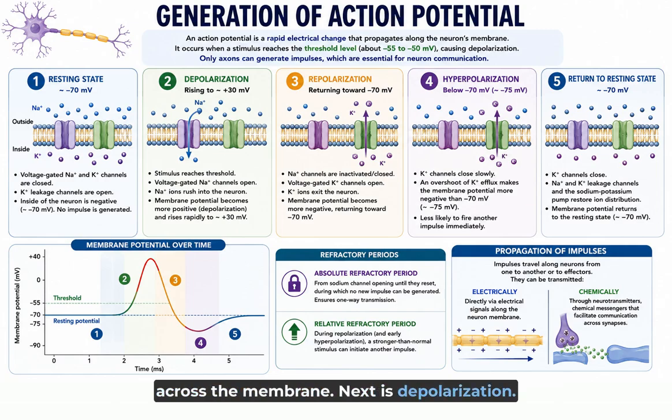Next is depolarization. When the membrane reaches threshold, voltage-gated sodium channels open. Sodium ions rapidly move into the neuron, causing the inside of the membrane to become less negative and then positive. This creates a positive feedback loop in which depolarization causes additional sodium channels to open. The membrane potential rises rapidly and may reach approximately +30 millivolts.